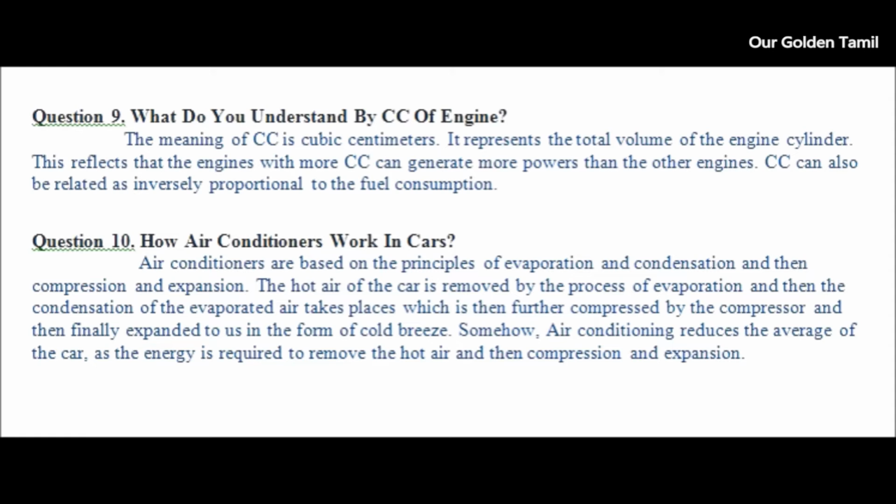Question 10. How do air conditioners work in cars? Answer. Air conditioners are based on the principles of evaporation and condensation, and then compression and expansion. The hot air of the car is removed by the process of evaporation, and then condensation of the evaporated air takes place, which is then further compressed by the compressor and finally expanded to us in the form of cold breeze. Somehow, air conditioning reduces the average of the car, as energy is required to remove the hot air and then for compression and expansion.